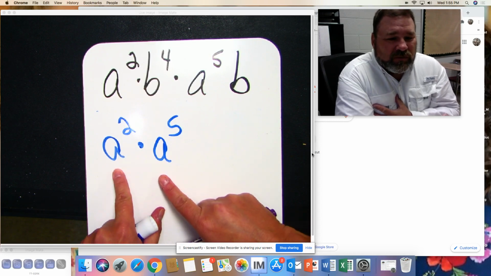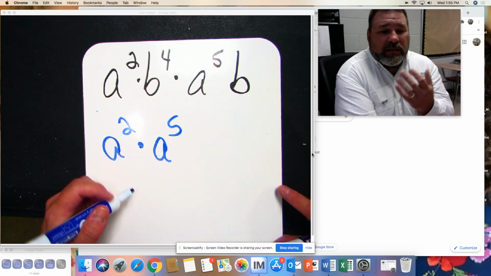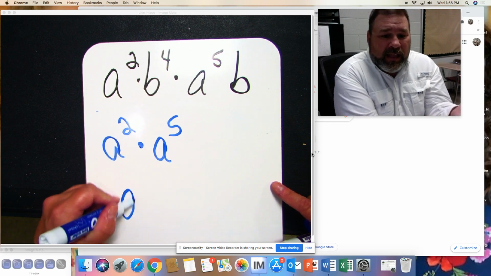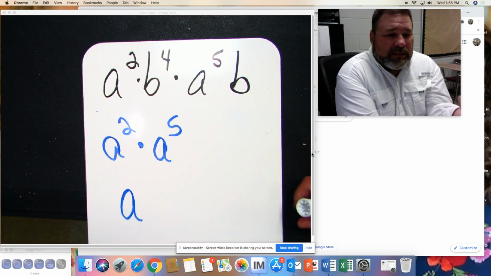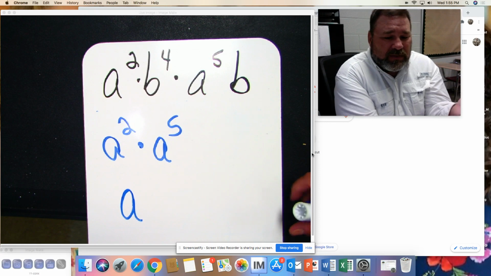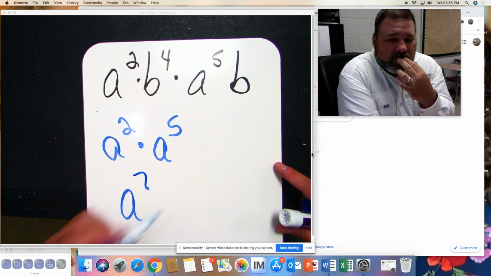What's a squared times a to the fifth? Okay, so I've got a common base of a, and then I know if I've got common bases, I can just add the exponents. So 2 plus 5 is 7. Yep. Now I need to figure out the b's.